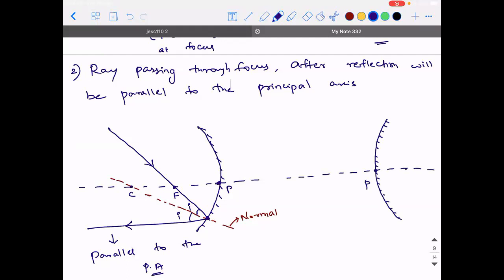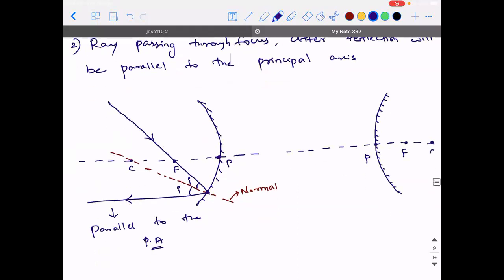So for a convex mirror, the focus will be here, the center of curvature will be here, right? So what will happen is here, the ray can't actually pass through the focus. It will appear to pass through the focus. Are you guys able to understand? So if it is appearing to pass through the focus, at the point of incidence, it is our duty to draw a normal.